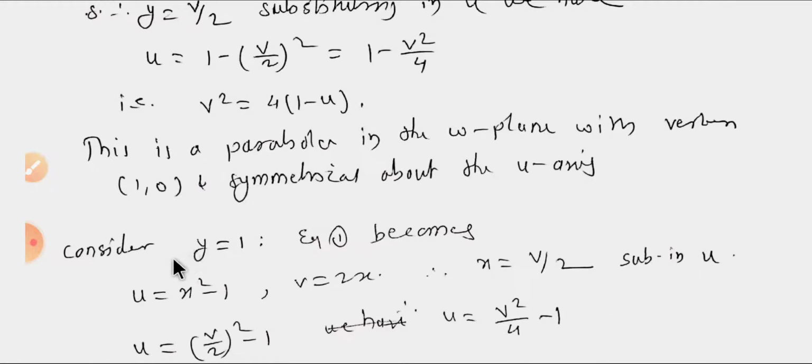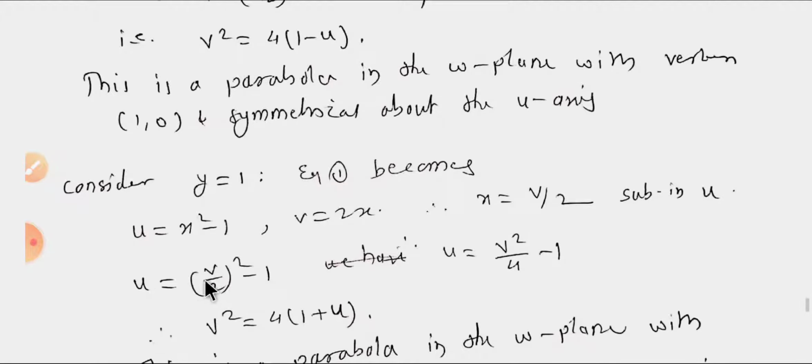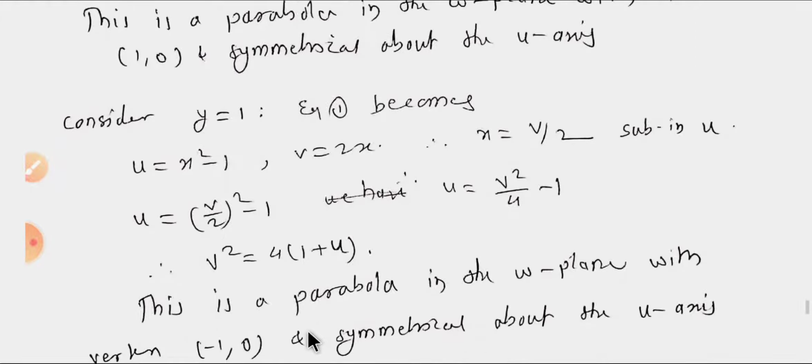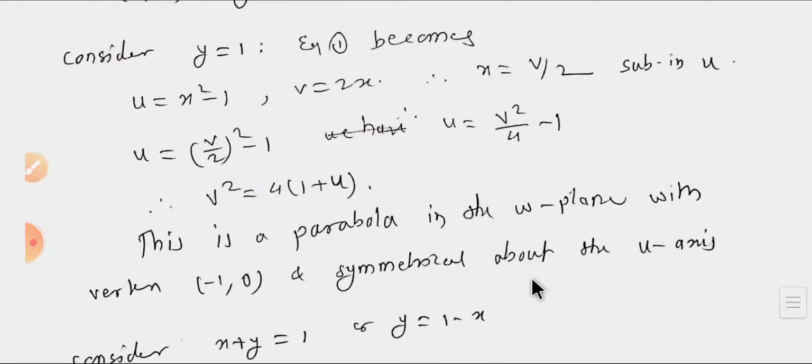Similarly, consider y equal to 1, then equation 1 becomes u equal to x square minus 1 and v equal to 2x. So this implies that x equal to v by 2, substituting in u, we get u equal to (v by 2) whole square minus 1, or u equal to v square by 4 minus 1. So by simplification we get v square equal to 4 into bracket 1 plus u. So this is again a parabola in the w plane with vertex minus 1 comma 0 and symmetric about the u axis.